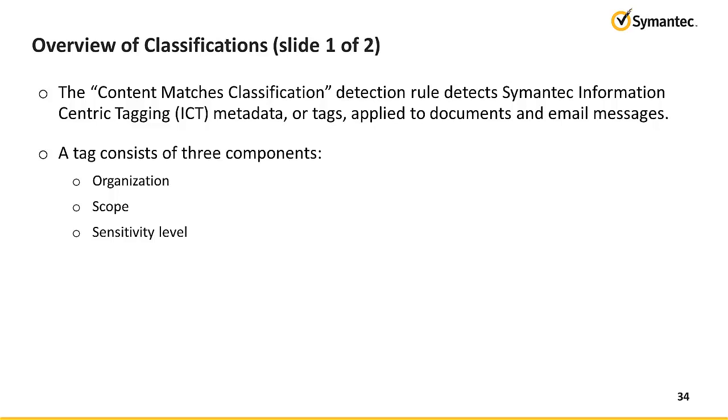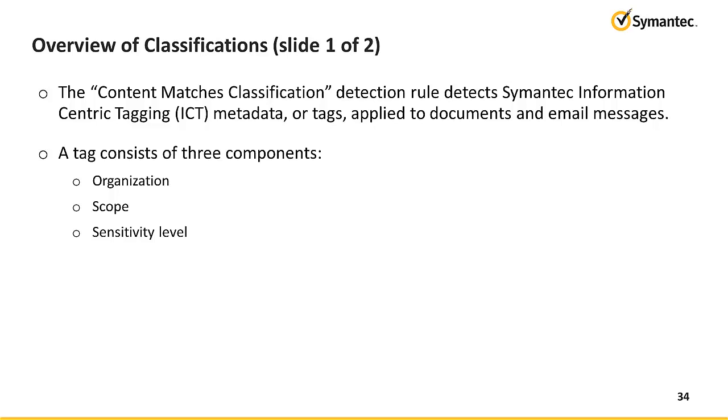An ICT tag consists of three components: the organization, which represents an entire company or logical divisions within a single company; scope, which is typically a functional group such as payroll or engineering, but can be used to identify any grouping that meets an organization's needs. For instance, documentation related to ISO 27000 certification, or classified communications with governmental or military entities such as NATO.